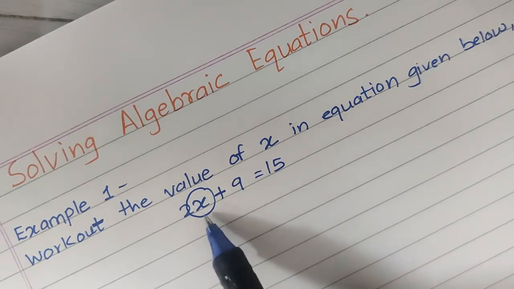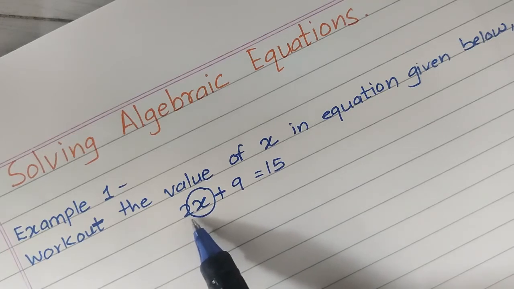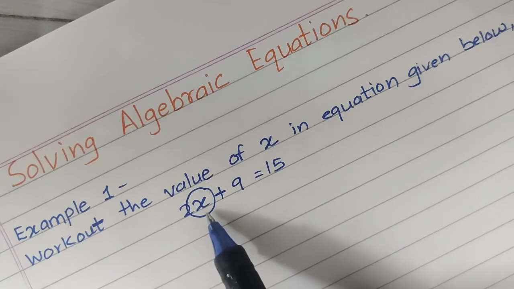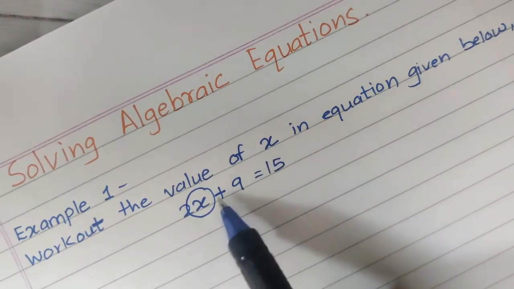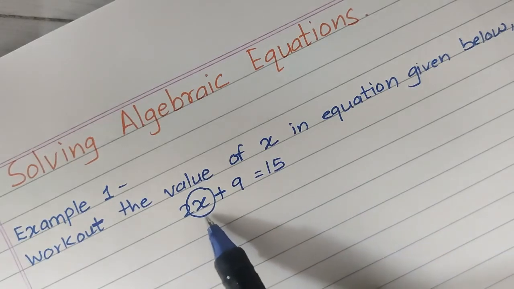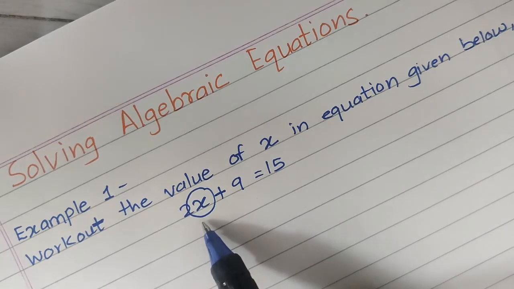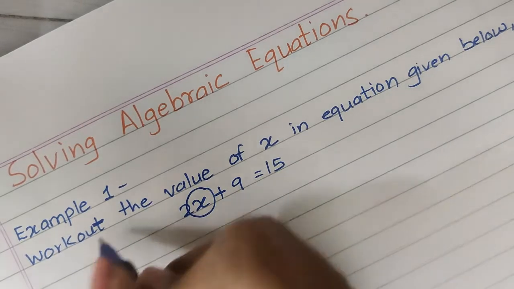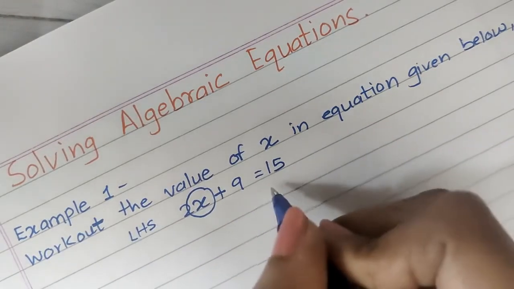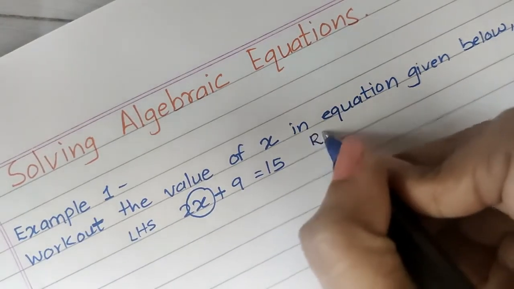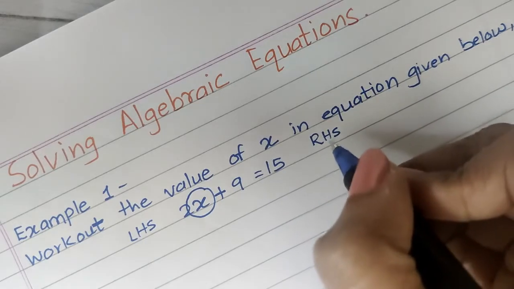In this equation, we have a variable x which is with a constant 2. So 2x is the algebraic term which has x as the variable, which we are going to work out the value of. Whenever you have to work out the value of x, the rule is very simple. You have to keep x alone on the left hand side of the equation and shift the rest of the numbers to the right hand side of the equation.